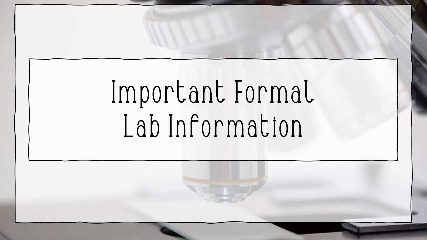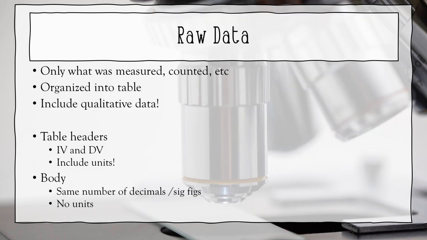All right, moving on. So some important information to keep in mind. First, we need to understand the types of data. Okay, so you're doing a lab. Step 1, figure out the independent and dependent variable. Step 2, figure out your hypothesis from that independent and dependent variable. But you're going to collect raw data. Raw data is just what you're measuring.